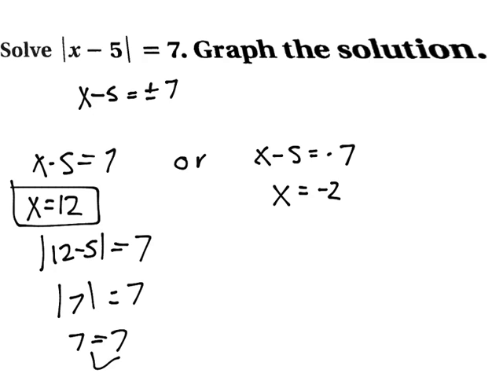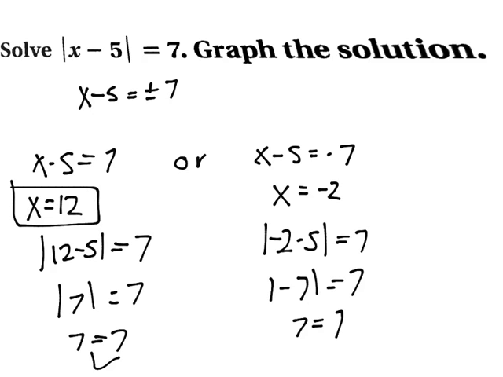Same thing with negative 2. I check it. I get negative 2 minus 5. Absolute value equals 7. The negative 7 absolute value equals 7. 7 equals 7. Therefore, that checks out. Those two are solutions.